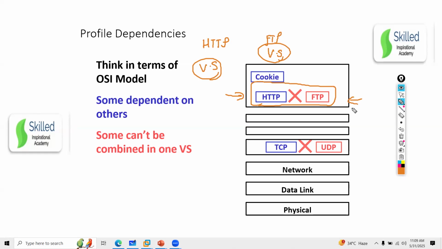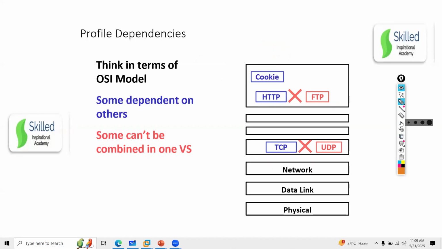But there are some profiles which are dependent on another profile. Like for a cookie profile, if you want to assign a cookie profile or persistence profile on your virtual server, you need to first assign the HTTP profile in that virtual server. Otherwise, it will not work.